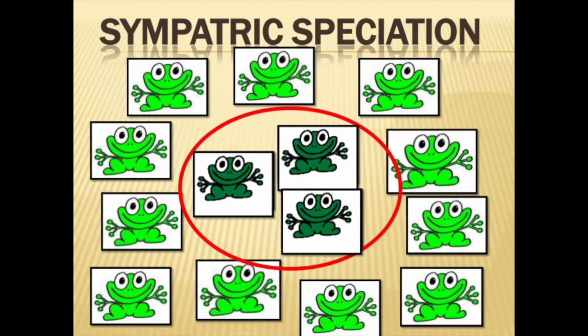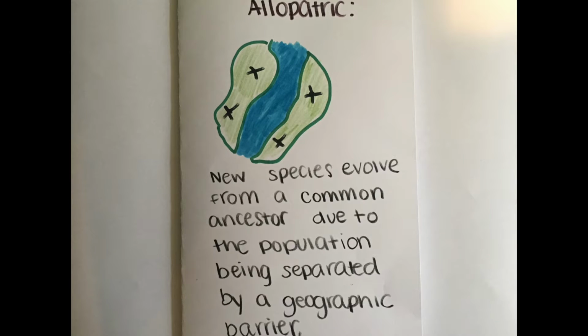So, using this example, we can sum up sympatric speciation as when a population inhabits the same geographical area, but an isolation mechanism, in the case of the frogs, it was breeding times, causes the species to diverge into separate populations through reproductive isolation. Next, we will focus on the other type, allopatric speciation.